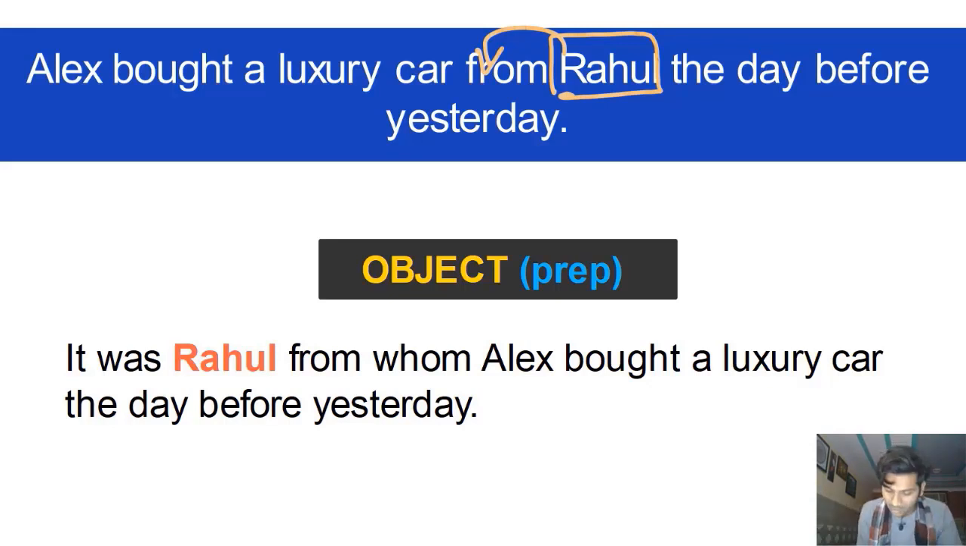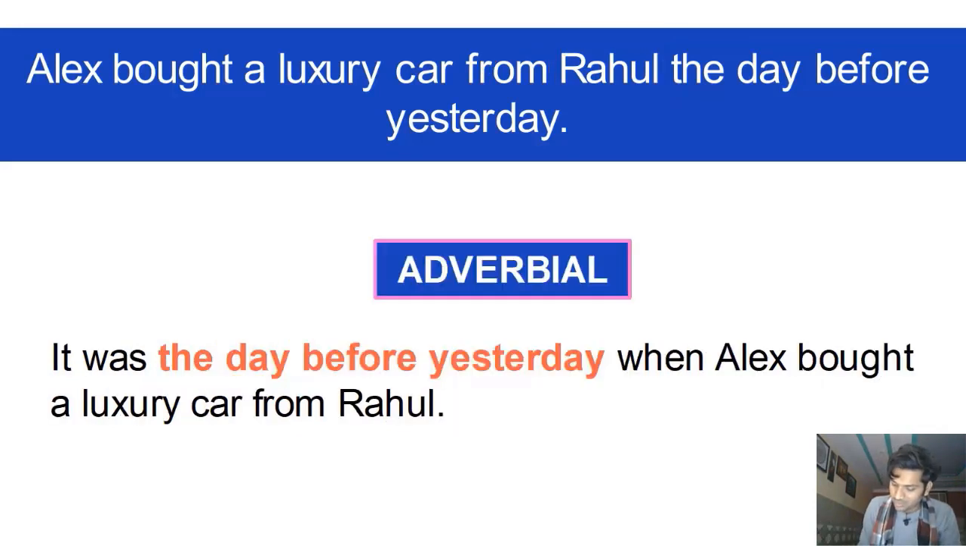It was Rahul, from whom, or who, or simply who. You don't need to say whom; you can say who or whom. It was Rahul who Alex bought a luxury car from the day before yesterday. You can use from at the end as well, or you can use it before the conjunction. It was from Rahul he bought this car, or it was Rahul who this car was bought from, or who Alex bought this car from. Got the point? Now, can I focus on the time of the action?